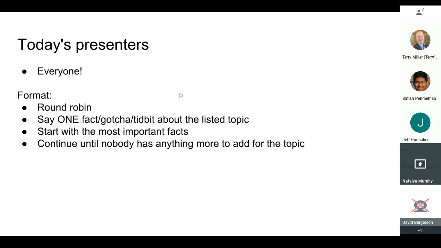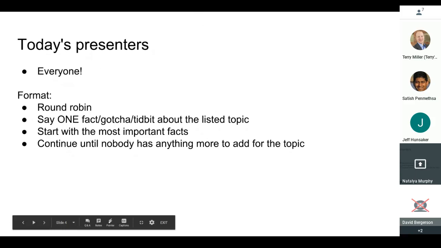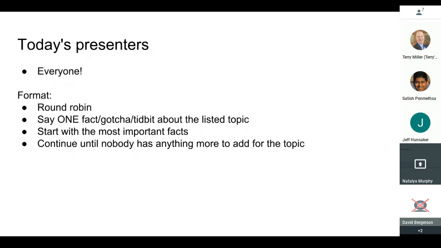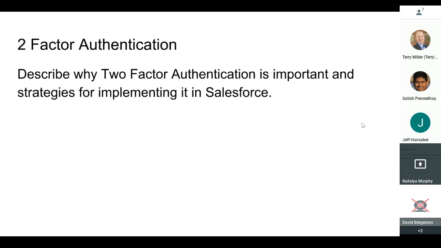All right, so as I was saying, round robin format, one fact about the topic that's on the screen. I'm going to go down the list and pick on everybody that's in the group today, and you'll all get a chance to speak, and we're just going to go until nobody has anything more to add to the topic. And so let's really get started now that you can see my screen. So we're going to start with two-factor authentication. I would say everybody go ahead and unmute as long as you're not in a noisy place so that when it's your turn to speak, you can hop right on. Terry, we're going to start with you.